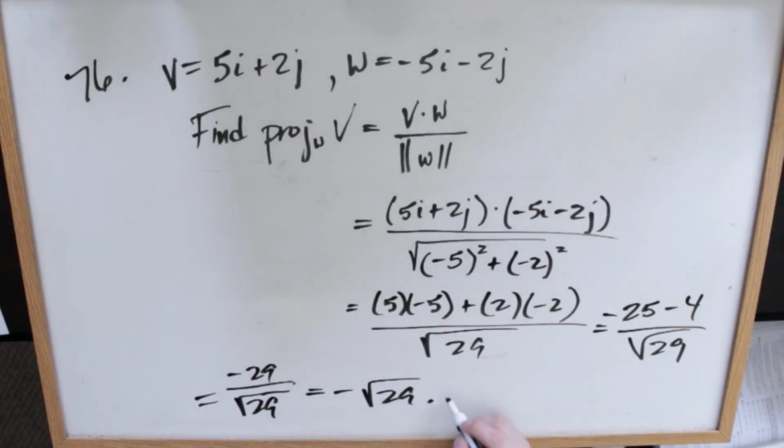And so this is approximately, because I think they were asking us to round to the nearest tenth, well, it's finding the projection. I'm just going to round it. There's no reason why we can't. This is going to be minus 5.4. Okay. So that's that question.